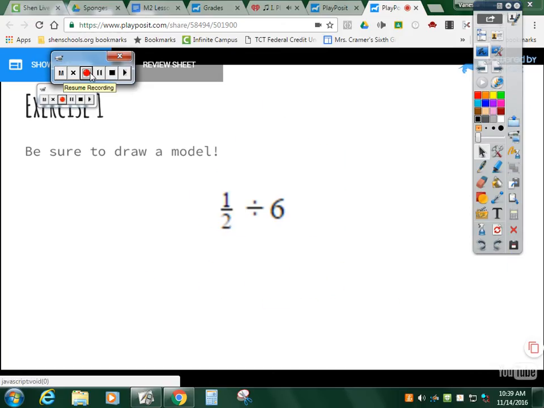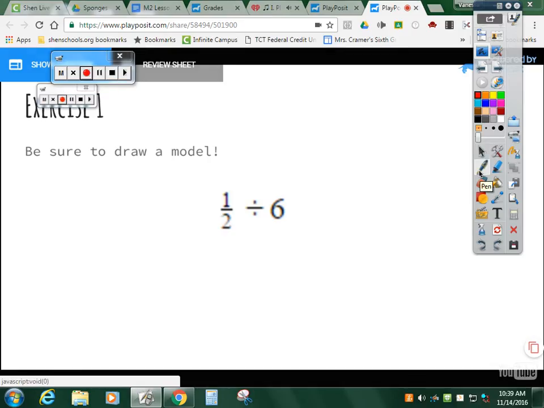Now, just to be double sure that you know what you're doing before you go on to EduCanon, I'm going to do the first one with you, okay? So with your expo marker, hopefully your tables are all cleared, you're ready to rumble. We are going to draw this on our tables. 1/2 needs to be divided by 6, okay? You do have to draw the picture.